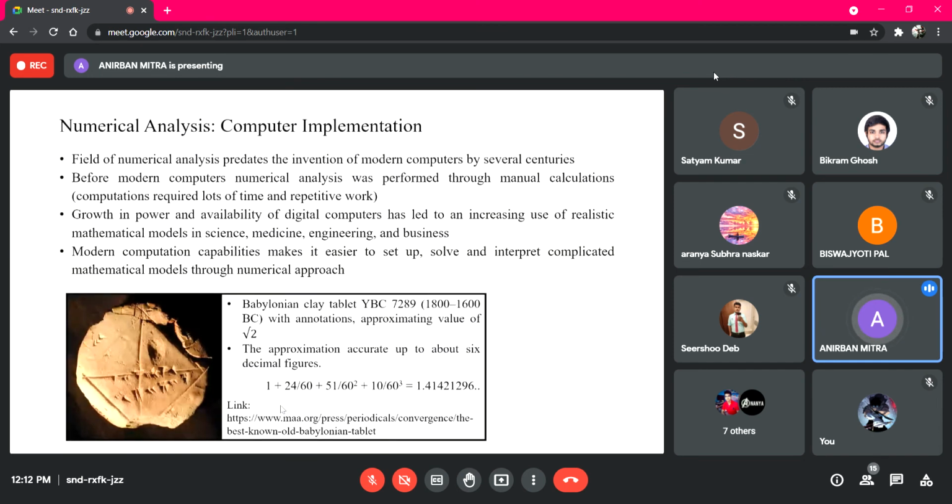And it's quite easy to understand that due to the capabilities of the modern computer, it is far easier to set up the problem, solve the problem, and interpret the available results through the numerical approach. You have dedicated software to cater to the different simulation needs of different kinds of mathematical problems.